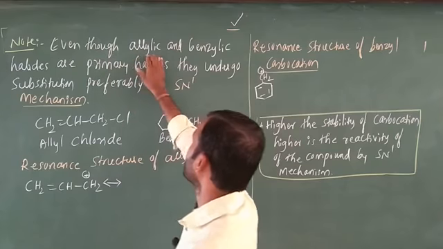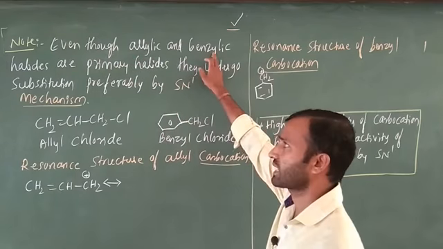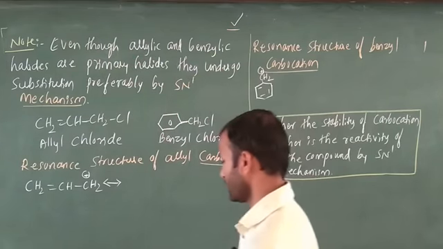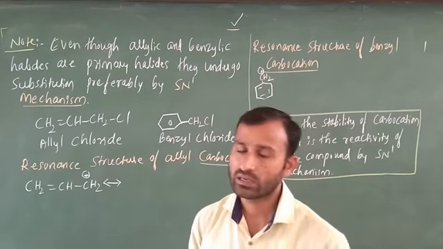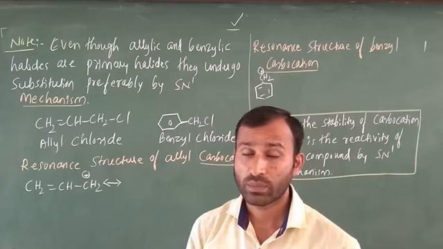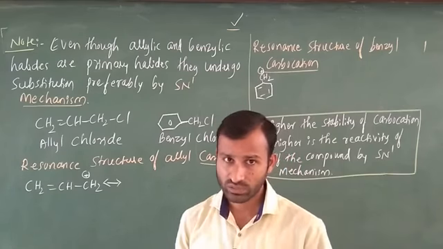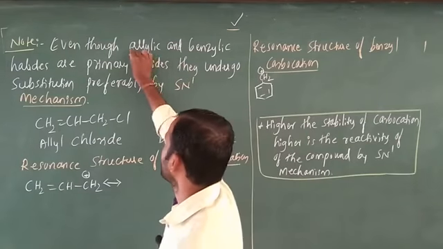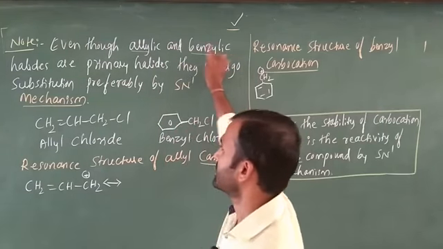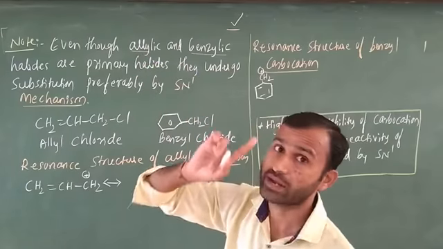Even though allylic is there, the next one is benzylic halides or primary halides. You know very well about allylic and benzylic halides. What is allylic, what is benzylic, we have already studied in this topic only, at the start. Here, allylic is one point, next is benzylic, and then primary halides.